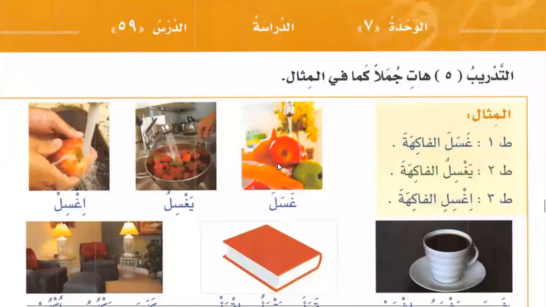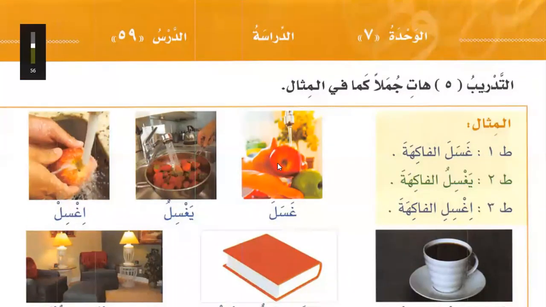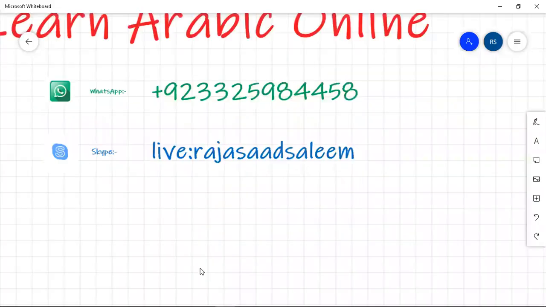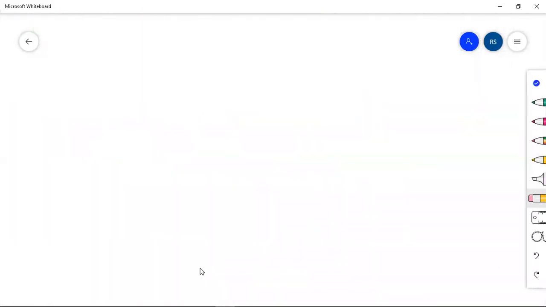We will start the seventh unit, lesson fifty-nine, exercise five: bring sentences like the one in the example. Here you need to memorize the three forms of the verb. So ghasala is fi'l madi, yaghsilu is fi'l mudari', and ighsil is fi'l amr. In Arabic, the verb has three forms, so you will memorize these three in this chapter.